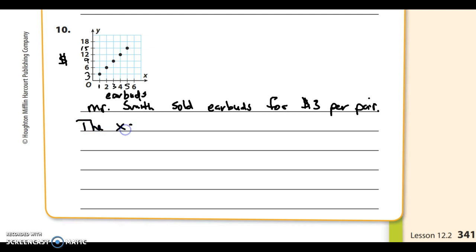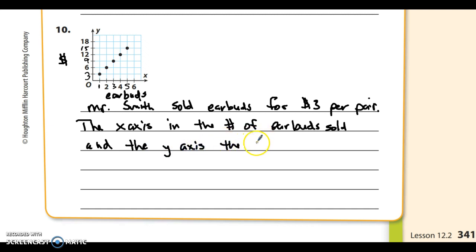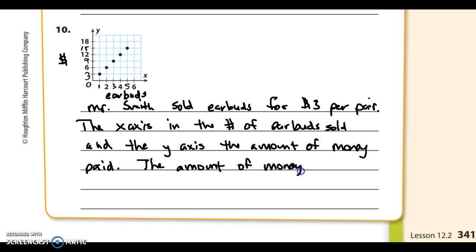The x-axis is the number of earbuds sold, and the y-axis is the amount of money earned or paid. It doesn't really matter if you call it earned or paid. It's students are paying to get the earbuds. The amount of money depends on the number of earbuds sold.